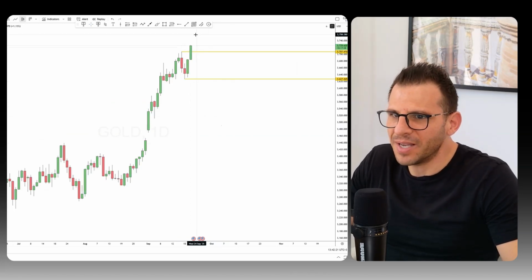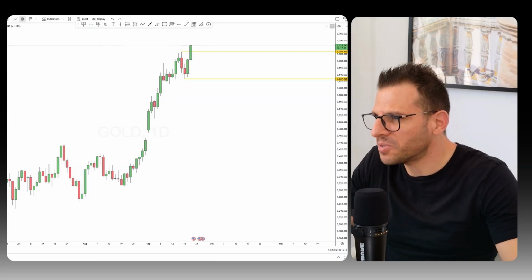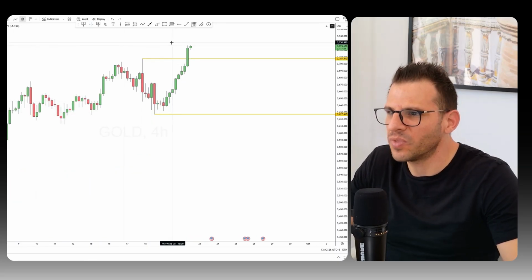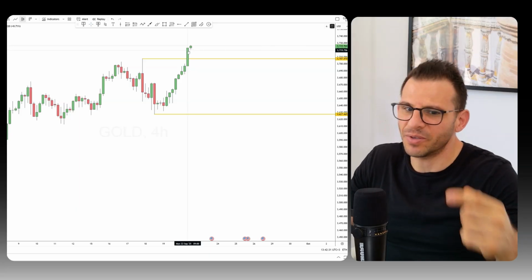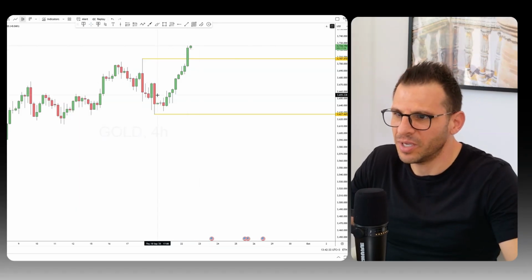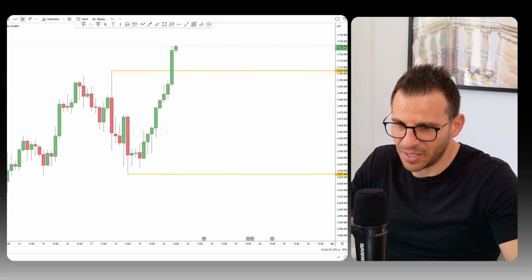Gold, all-time highs, higher highs, higher highs, higher highs, non-stop. That's the 4-hour time frame. Solid break above this high. If another 4-hour candle closes above this resistance, we're going to go for a further move to the upside. Let's keep an eye on that one.